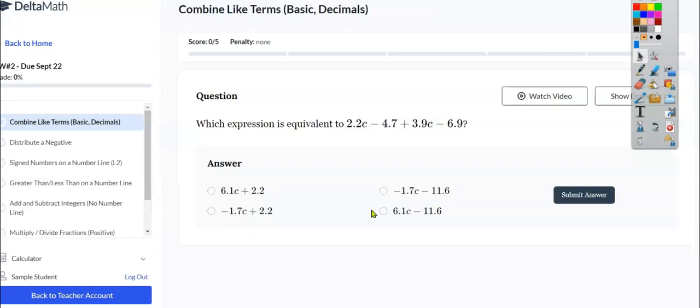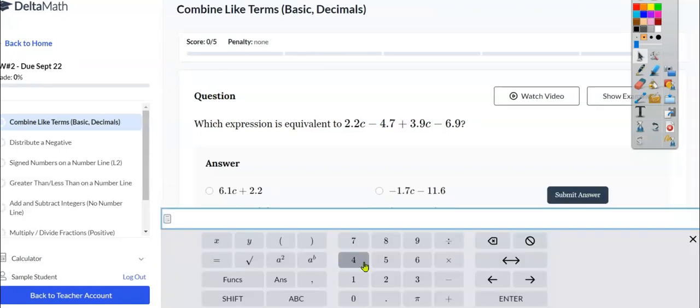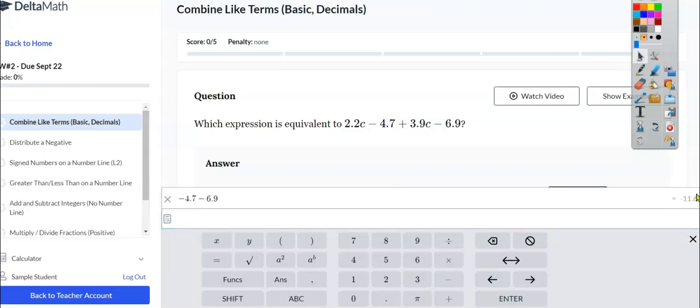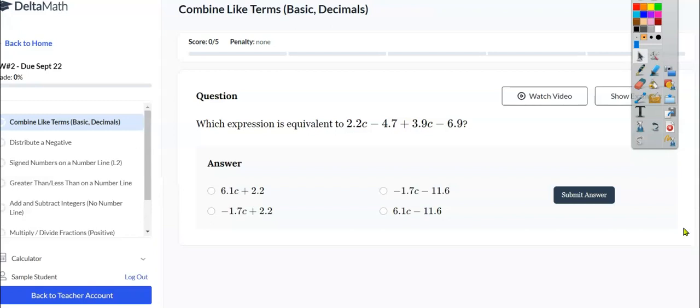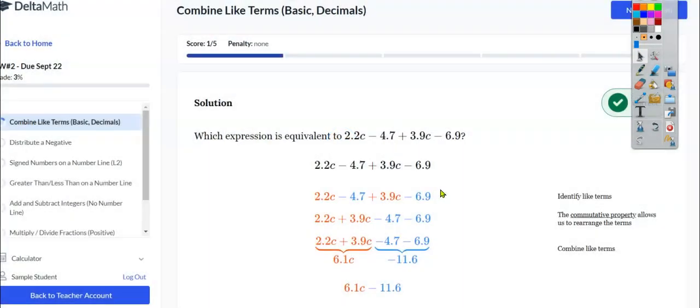So I'm going to clear out my old math there. Whoops. And I'm going to type this time negative 4.7 and then subtract 6.9. And over here's my answer. It's negative 11.6. So I know the first one was 6.1 with a C, and then minus or negative 11.6. Choose the correct response and submit.